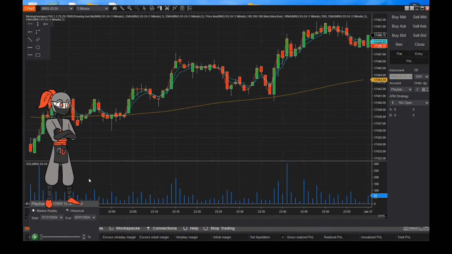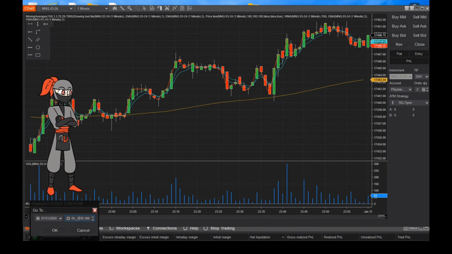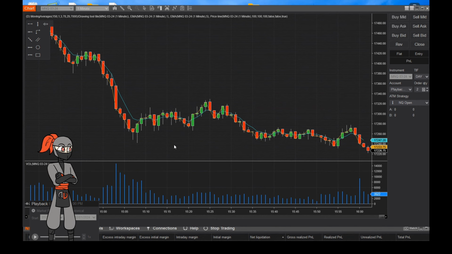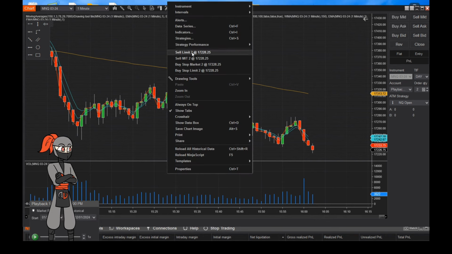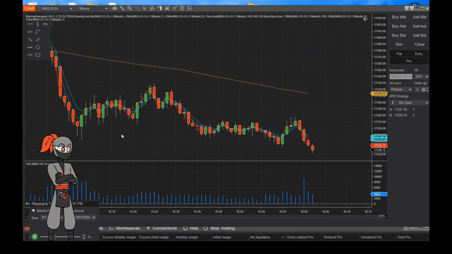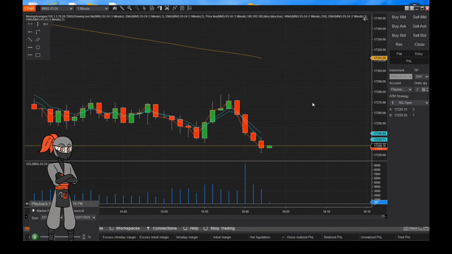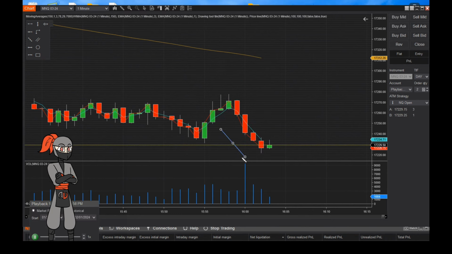Perfect. Make sure everything lines up. Gotta make sure to put the right time as well. Make sure it's PM, not AM. Alright, make sure that our strategy is enabled, and here we go. Let's see if this one actually hits. Take away some of these extra indicators.